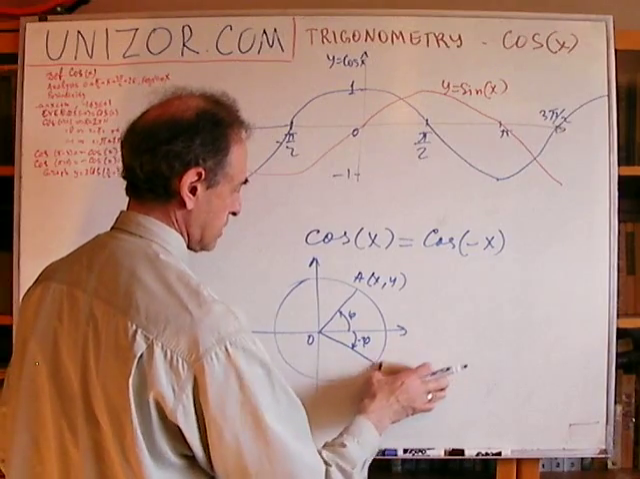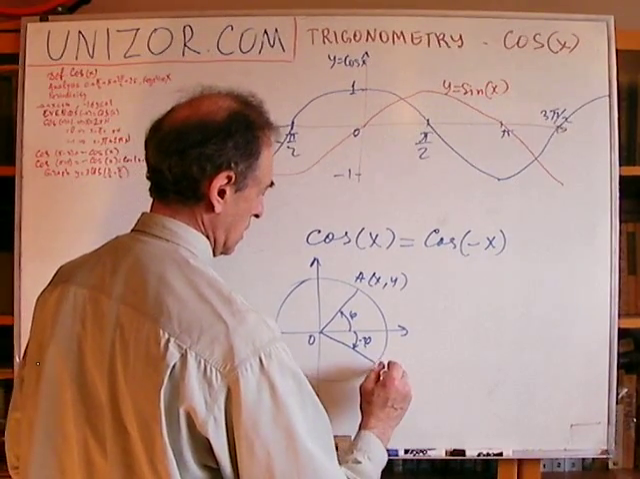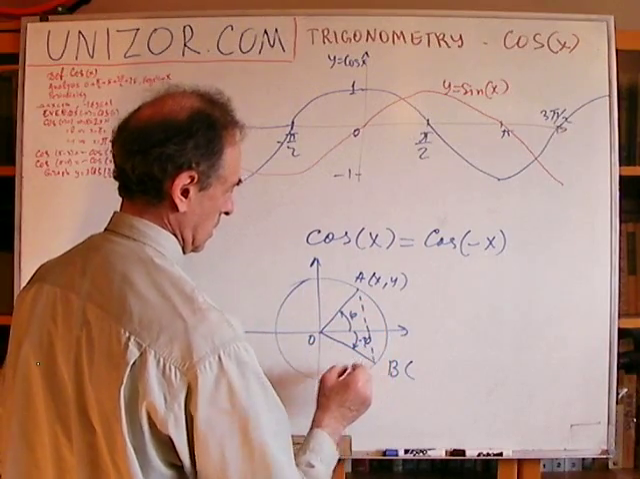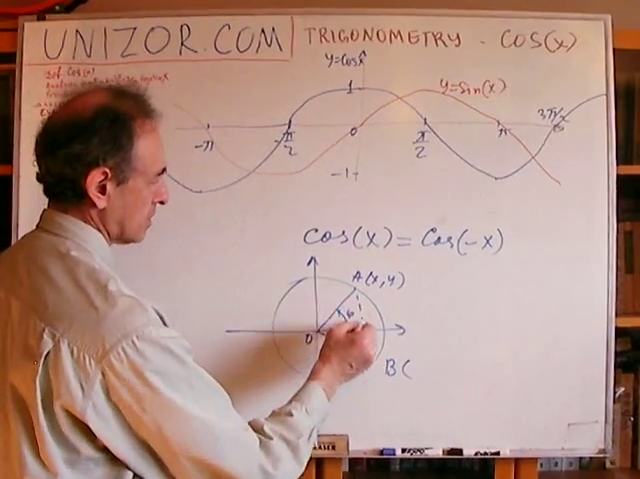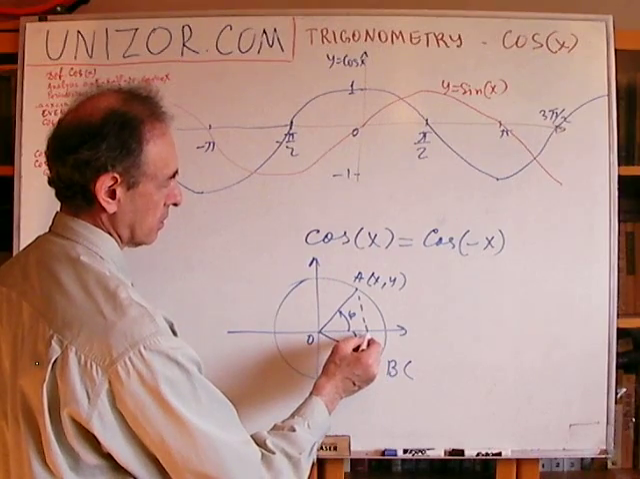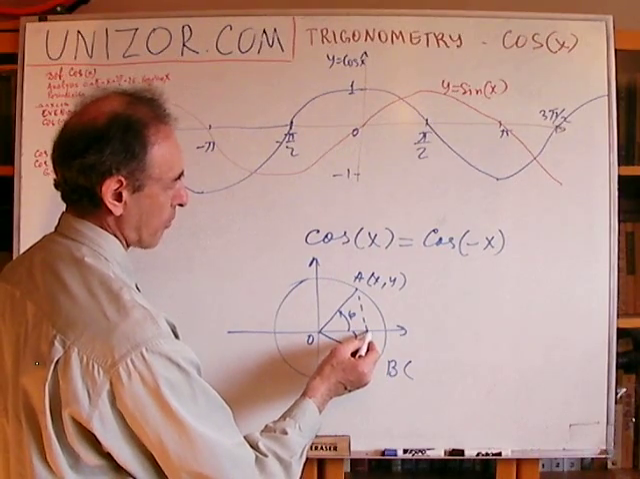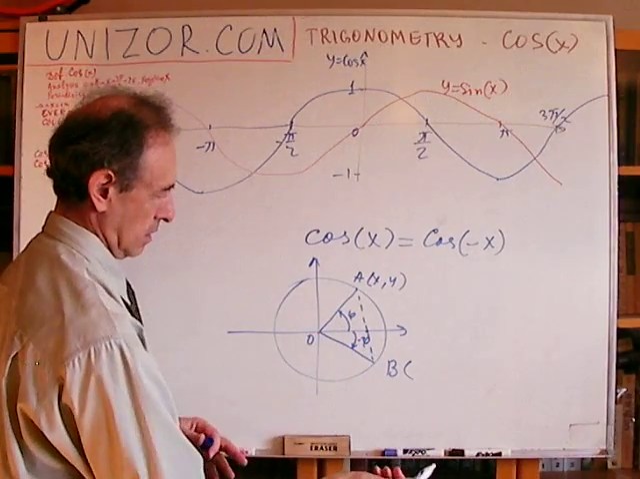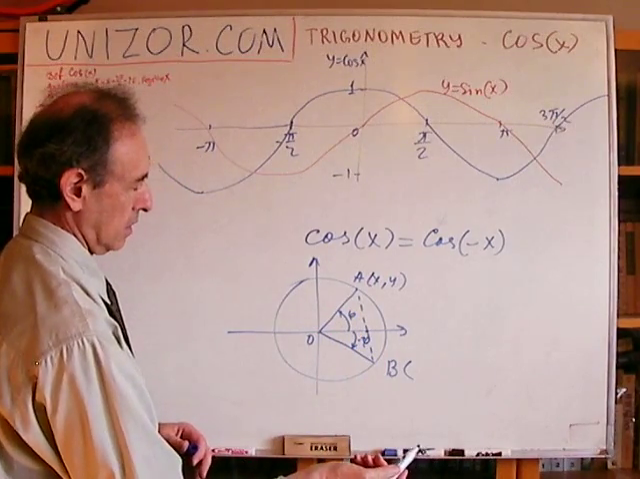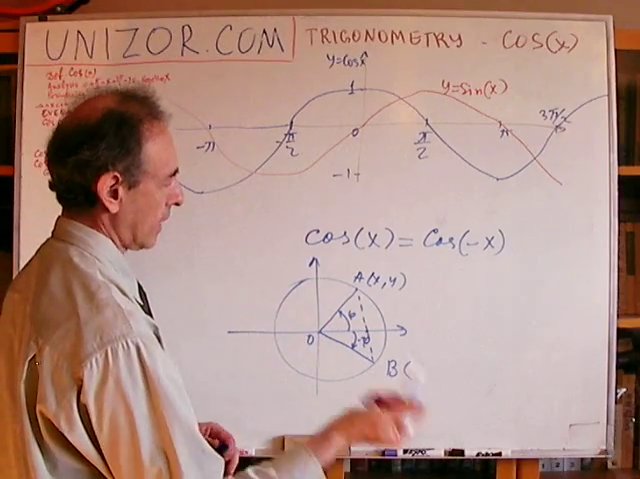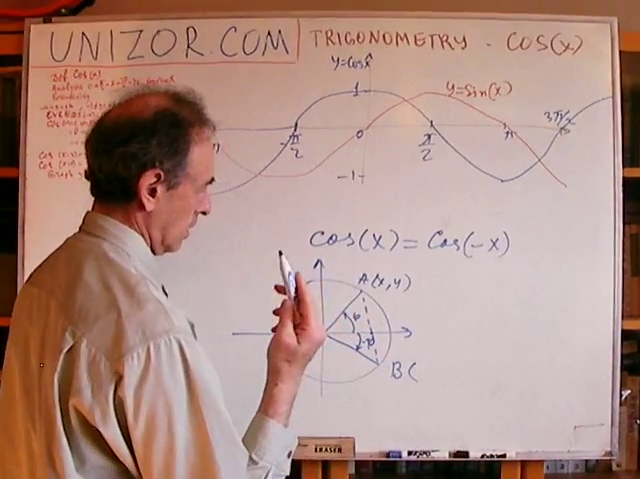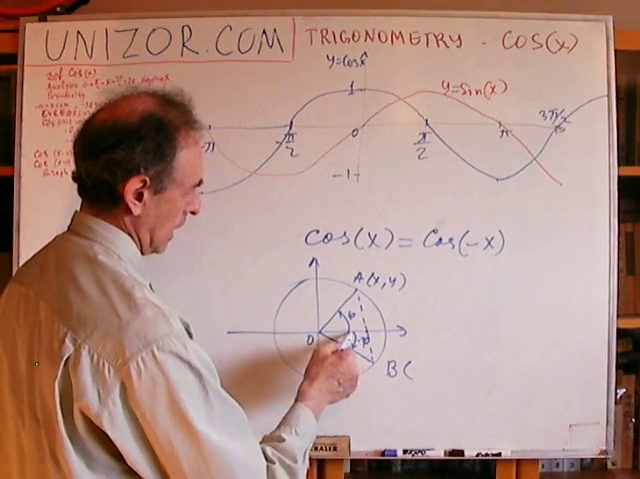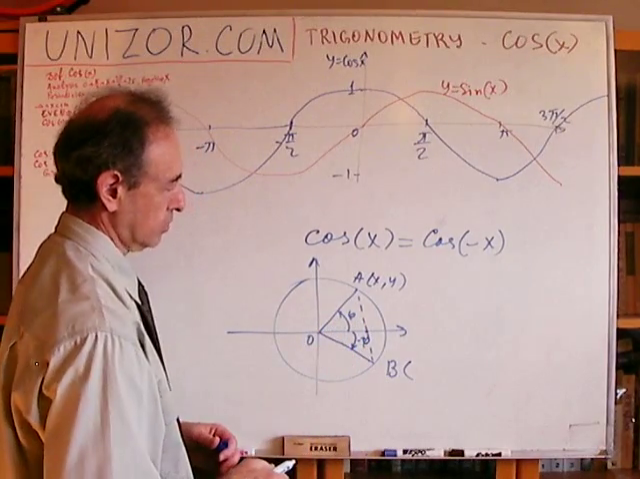The coordinate of this point, b, would be... Now, if you draw the perpendicular here and the perpendicular there, it will drop into the same point, because these are equal right triangles, congruent, I should really say, by hypotenuse and an acute angle.